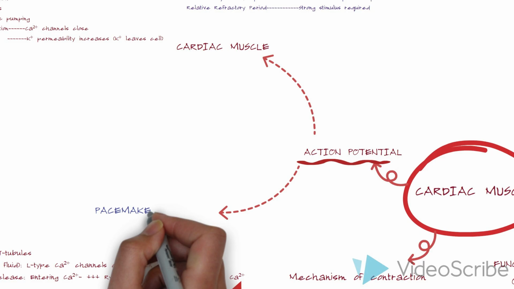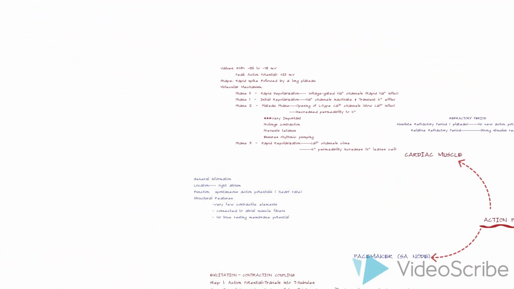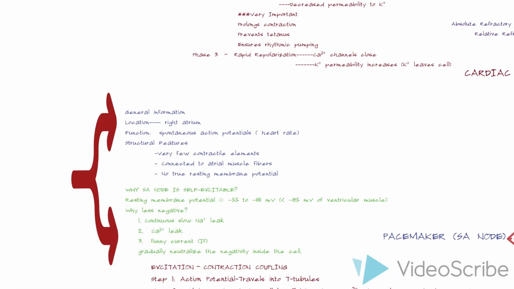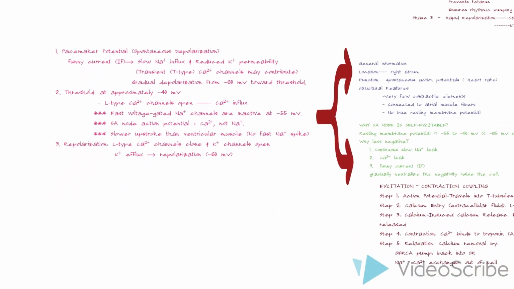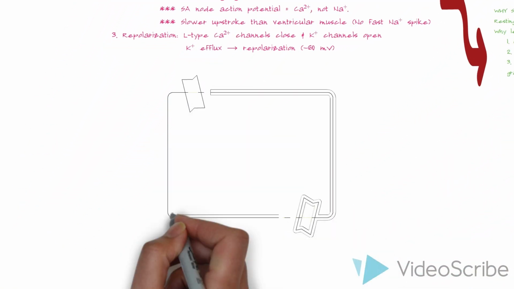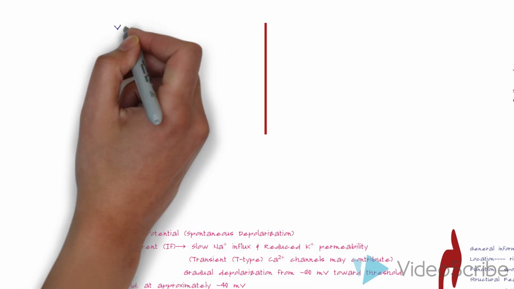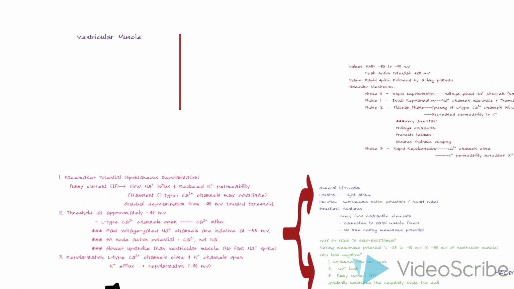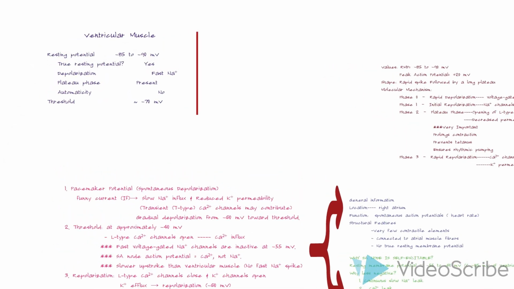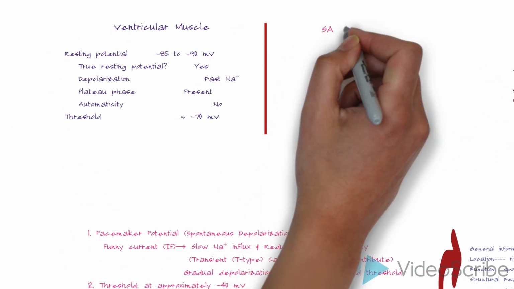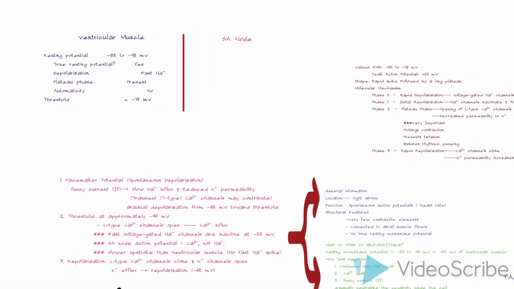Then we compared the potential between the ventricular muscle and the pacemaker. The ventricular muscle has a fast sodium-dependent upstroke with plateau, while the pacemaker has no true resting membrane potential, no plateau, and slow calcium-dependent depolarization. Repolarization in both occurs through potassium efflux, and the pacemaker is characterized by the funny current.